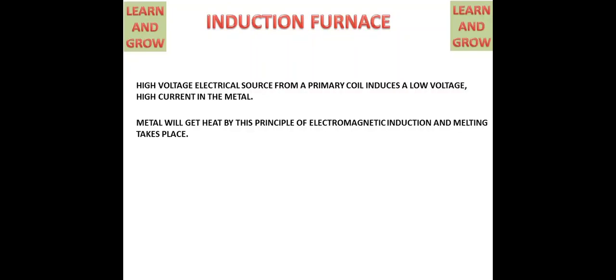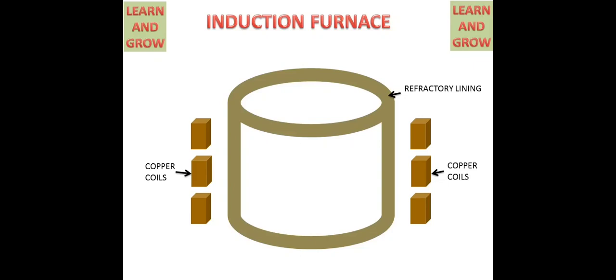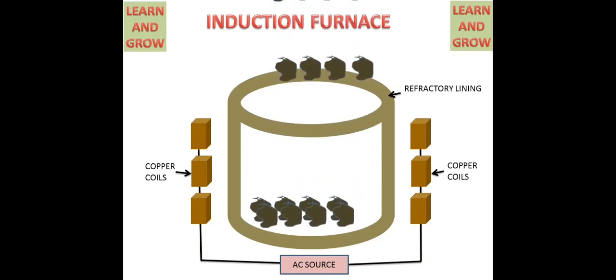Now we see the parts and working of the induction furnace. We have the induction furnace chamber. These are the refractory lining for resisting heat losses. There are copper coils which are connected with the AC power supply, and the electrically conducting metal will enter the induction furnace chamber.